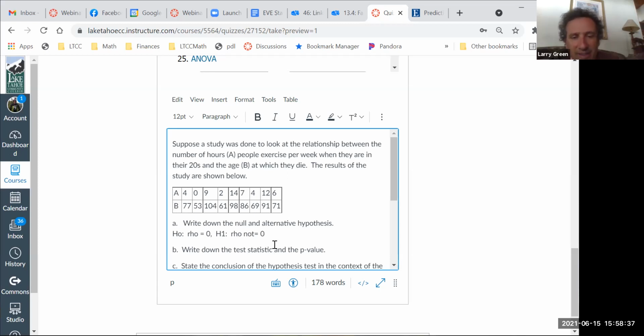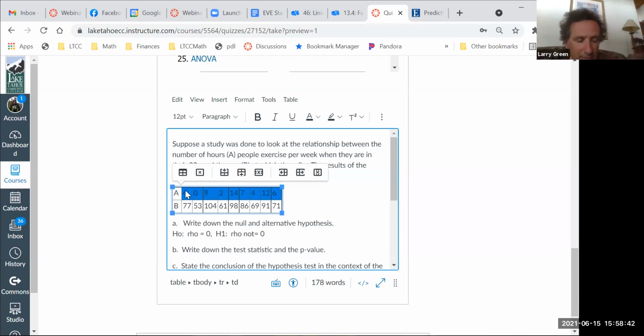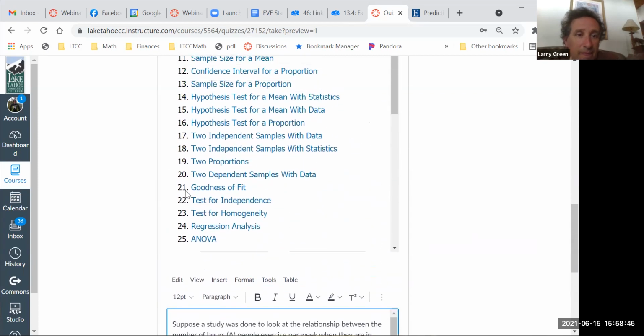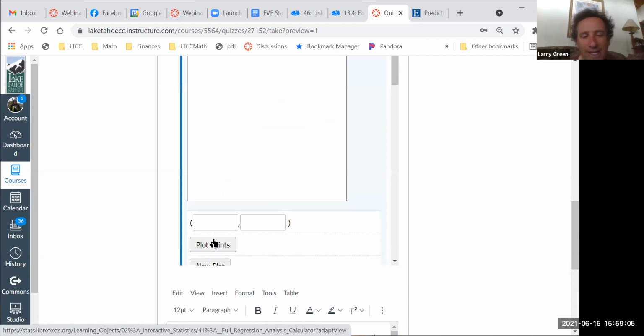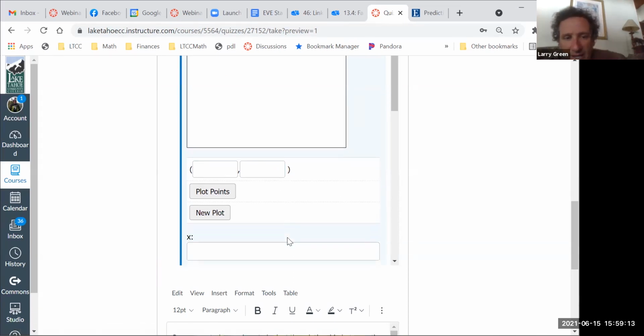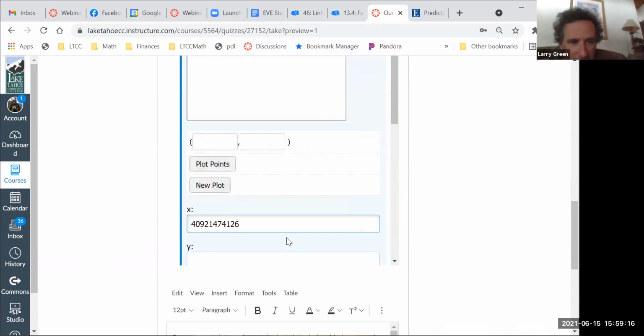Okay, then write down the test statistic and the p-value. So we need to go to the calculator for that, and I'm going to copy the A row. Which calculator do we use? Yeah, this is 24, regression analysis. This is the chapter we're in. And again, this is testing to see if there's a correlation between two things. That's always regression analysis. And the easiest way is to pop in the X ones.